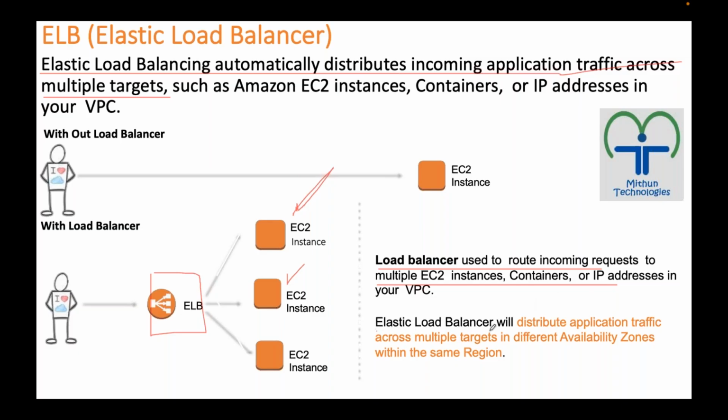Now this ELB is basically a managed load balancer. It will distribute application requests across multiple targets in different availability zones within the same region. ELB is a regional level service. What does it mean? ELB will route the request to multiple targets, those EC2 instances, but those EC2 instances have to be in the same region. They can be in different availability zones, but the same region, whichever region you have created the ELB in.